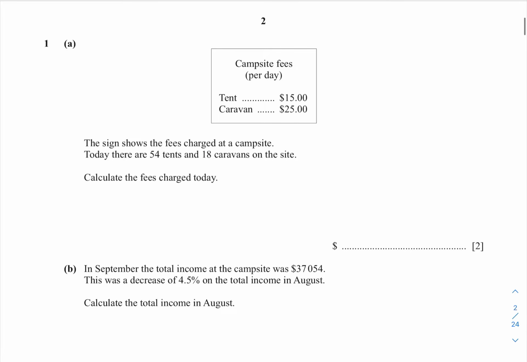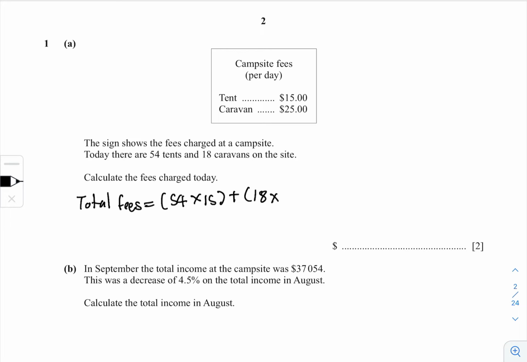So to start off with, on question 1A, the sign shows the fees charged at a campsite. Today there are 54 tents and 18 caravans on the site. Calculate the fees charged today. So the total fees is equal to 54 tents multiplied by $15 plus 18 caravans multiplied by $25. That would give you a total of $1260. Therefore, the total is 1260.